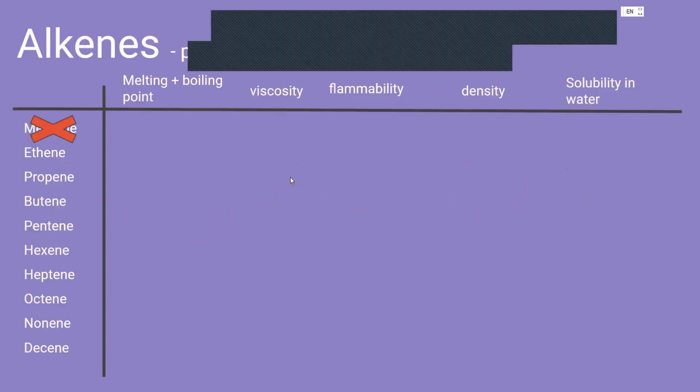Next, we will talk about the physical properties. We have our line of alkenes from methane down to decane. First, let's talk about alkanes. We know that all alkenes and all alkanes are not supposed to be soluble in water, but they will be very soluble in other organic solvents.